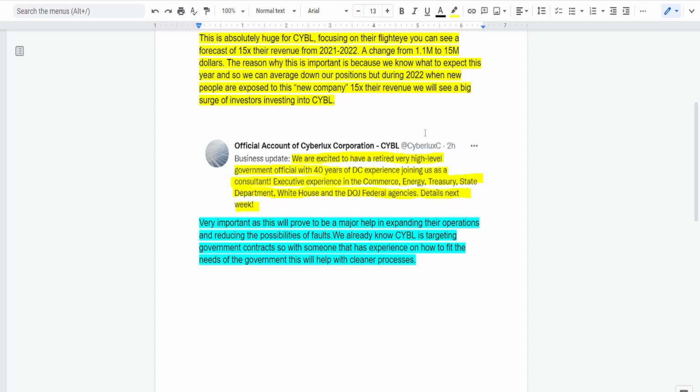But this is very important, as this will prove to be a major help in expanding their operations and reducing the possibilities of fault. We already know CYBL is targeting government contracts. So with someone that has experience on how to fit the needs of the government, this will help with cleaner processes, because he knows what they want. So when CYBL is providing to the government contracts, they will have an easier way of understanding what they should do. And so this would then provide even more contracts and obviously a cleaner process, which could actually reduce operating expenses and help clean up their financials even more.